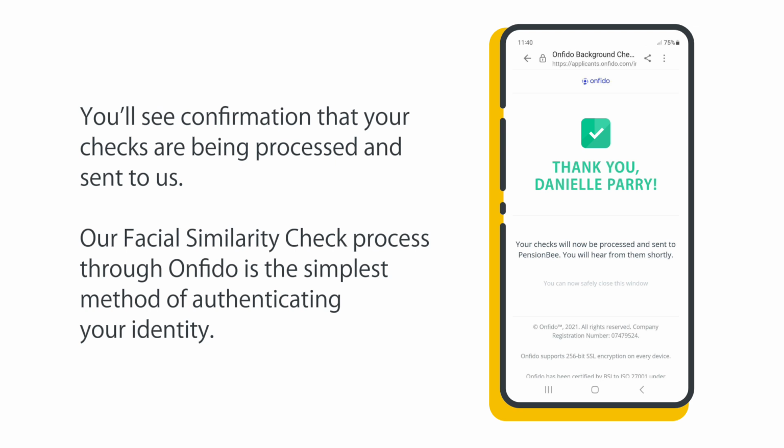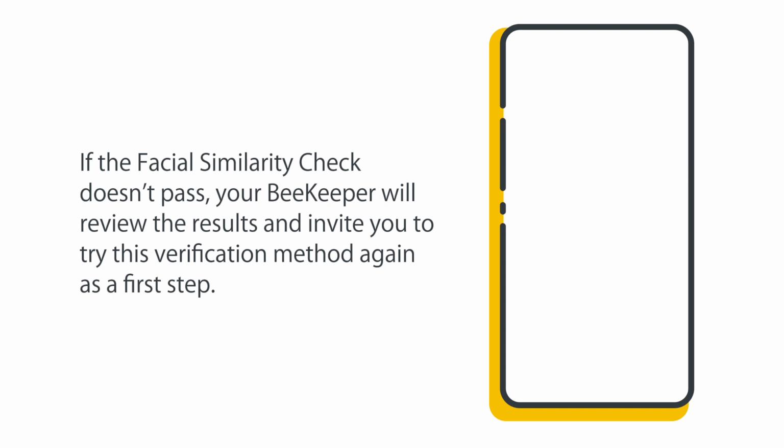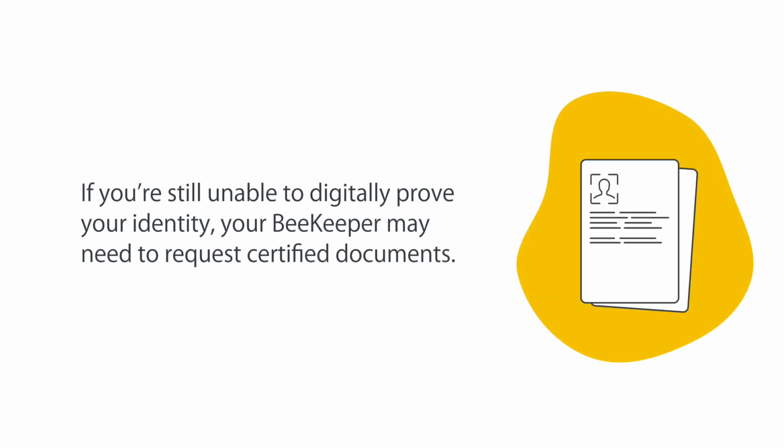Our facial similarity check process through Onfido is the simplest method of authenticating your identity. If the facial similarity check doesn't pass, your BeeKeeper will review the results and invite you to try this verification method again as a first step. If you're still unable to digitally prove your identity, your BeeKeeper may need to request certified documents. And that's it.